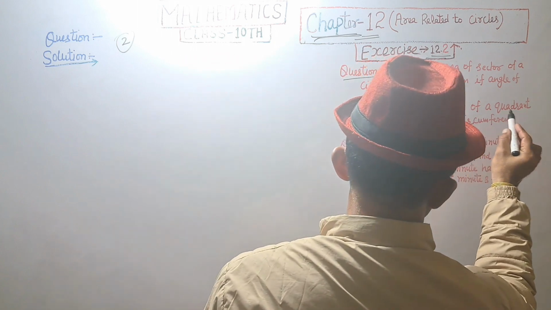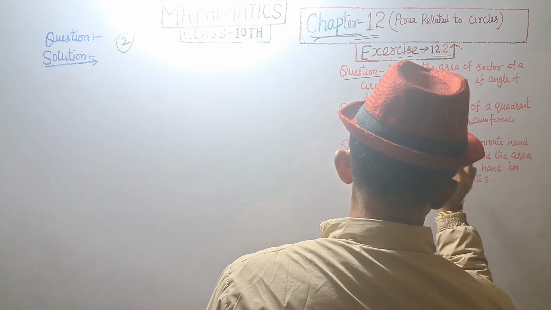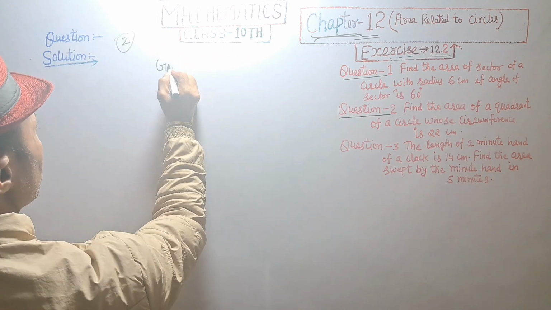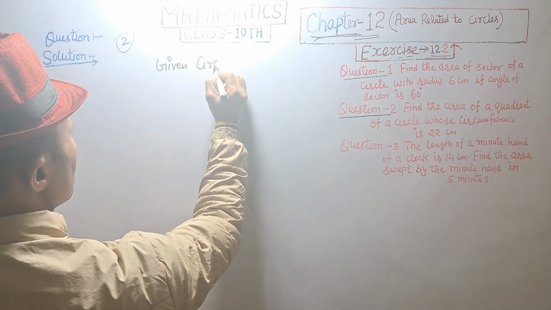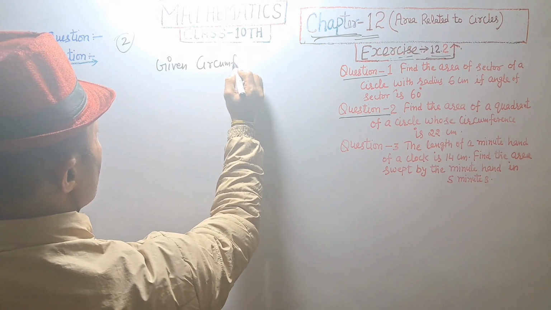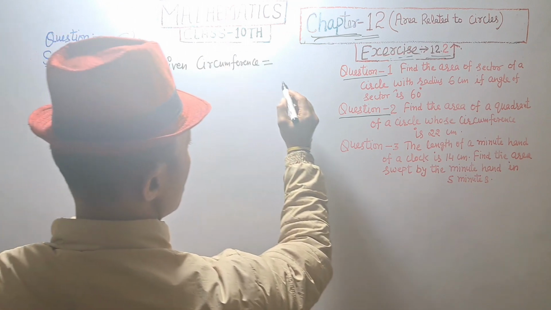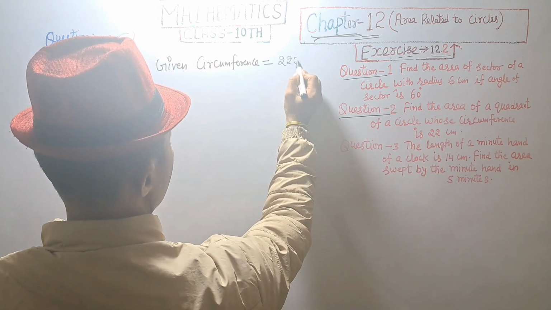Find the area of a quadrant of a circle whose circumference is 22 centimeter. Given circumference is equal to 22 centimeter.